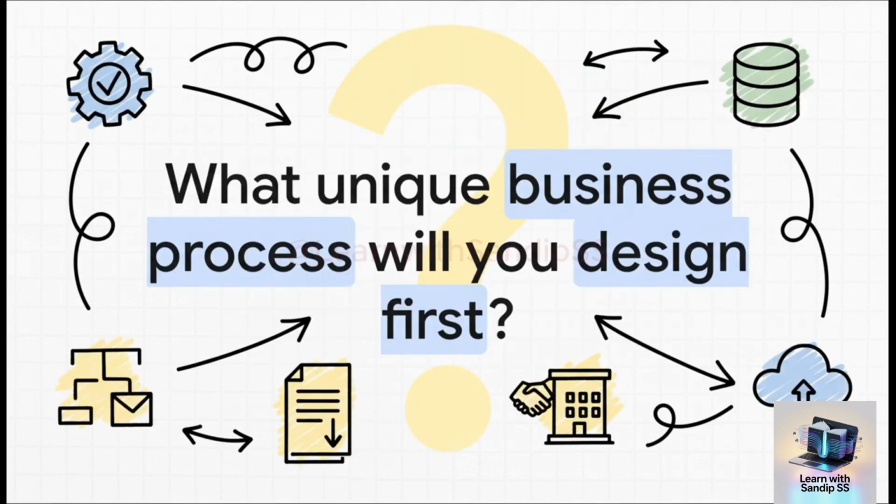So I'll leave you with this question to chew on. Now that you've got the toolkit to build custom document types from scratch, what's that one unique, maybe even annoying business process at your company that you're going to go design first?